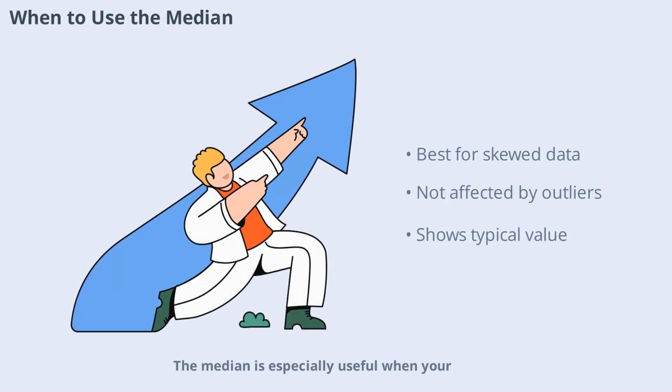Median is especially useful when your data set contains outliers or is skewed. For instance, when looking at incomes in a city, a few very high earners can raise the mean, making it seem like everyone earns more than they actually do. The median, being the middle value, isn't affected by these extremes and gives a better sense of what a typical person earns. This makes the median a preferred choice in many real-world situations.